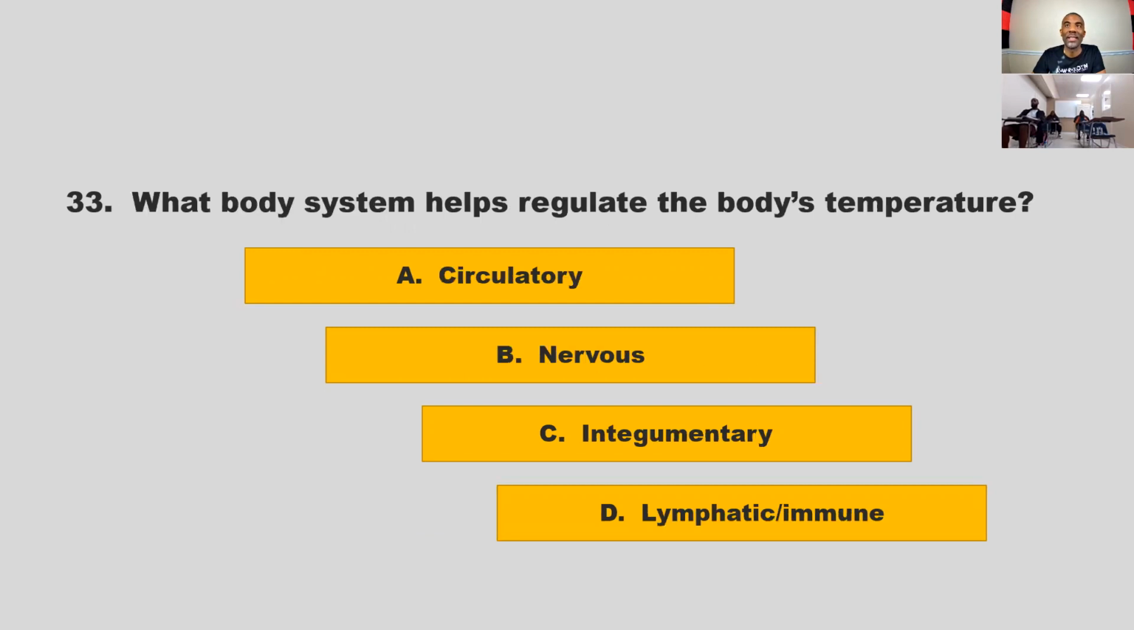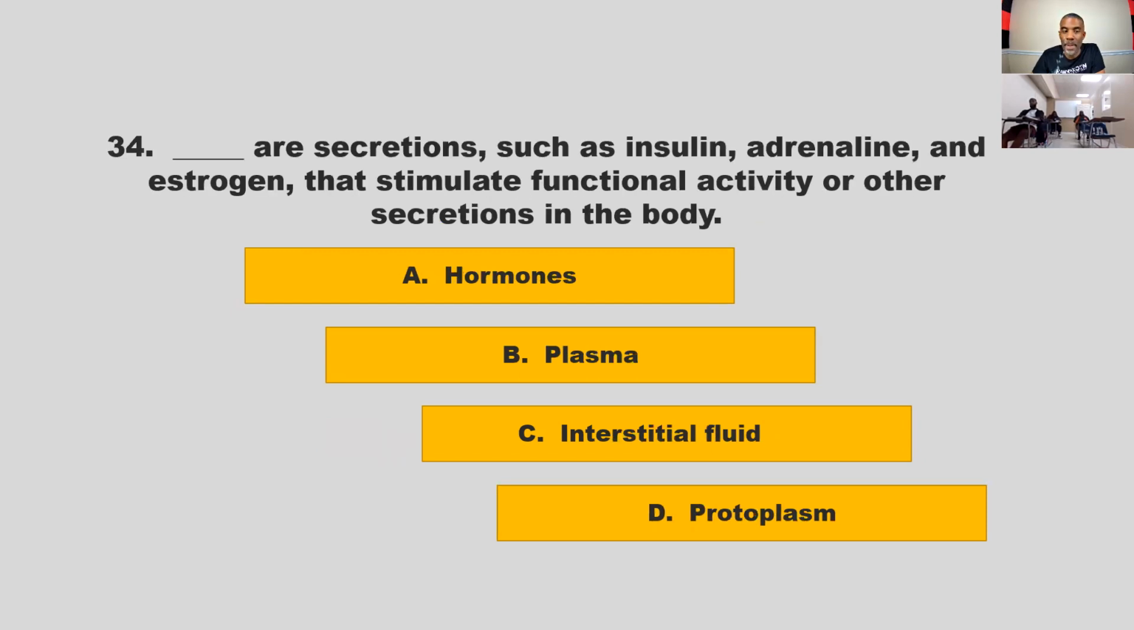Repetitive motions. What body system helps regulate the body's temperature? Is it circulatory, nervous, integumentary, or lymphatic immune? A. Is that your final answer? Yeah. The correct answer is integumentary. What body system helps regulate the body's temperature is the integumentary.